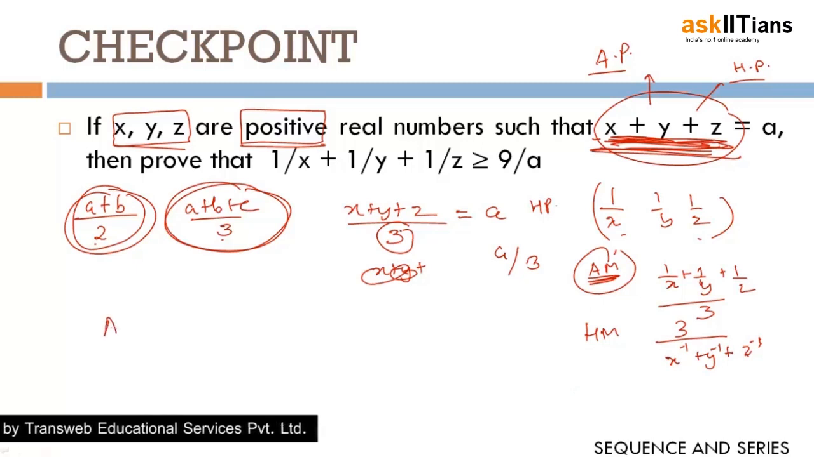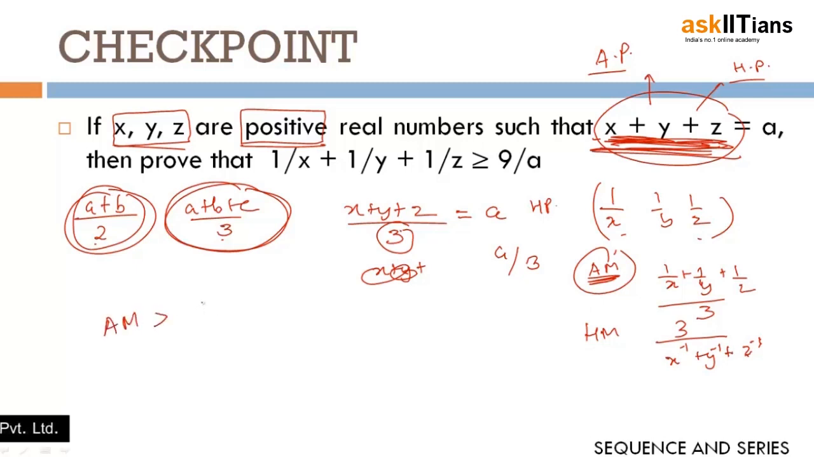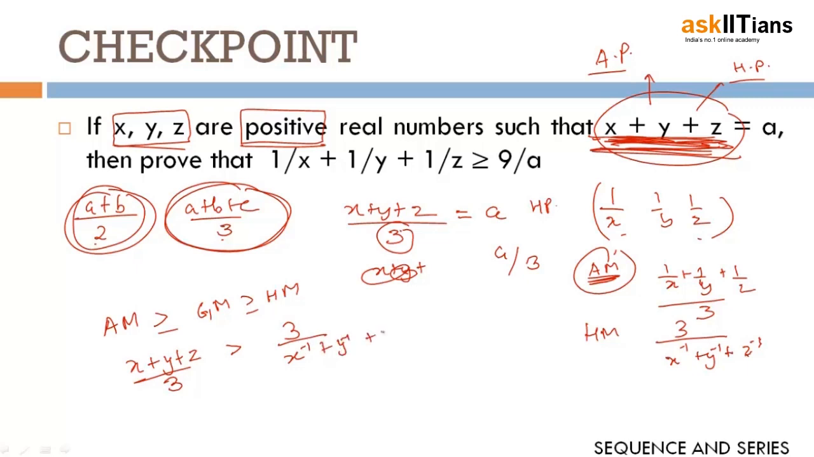Now I know my AM is greater than my GM, which is again greater than HM. Equality sign obviously holds. So this I can write for the three terms. So I can clearly say x plus y plus z by 3 is greater than 3 by this thing, 1 by x plus 1 by y plus 1 by z. Okay, so now this is given to be a. This was already given.